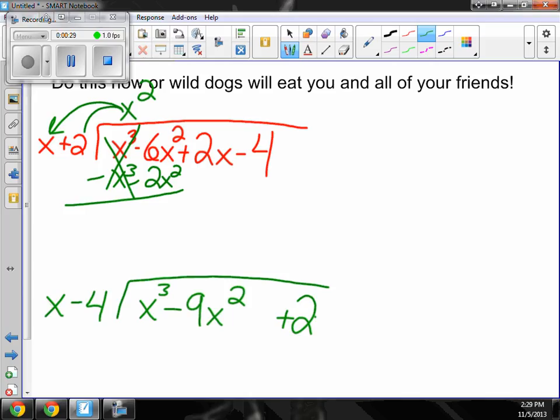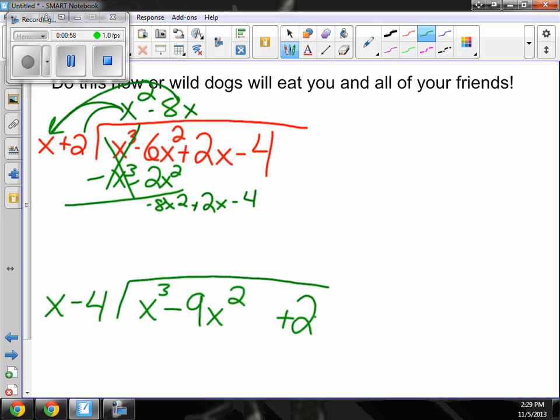And negative 6 and negative 2 is negative 8x squared. And then I'll bring down the 2x and the negative 4. How many times does x go into negative 8x squared? Negative 8x. Does anybody not understand that? All you really need to do is divide them. What is negative 8x squared divided by x? Well, one of the x's cancel, so you get negative 8x.